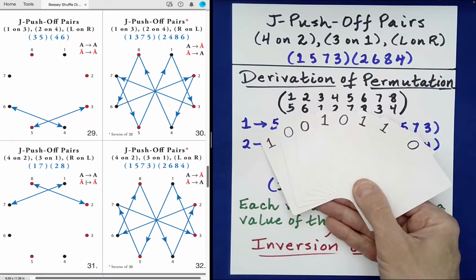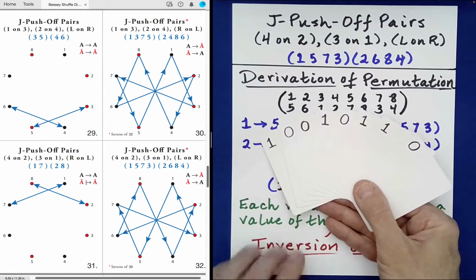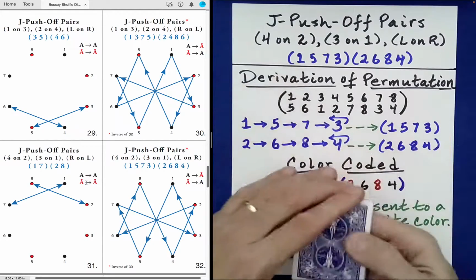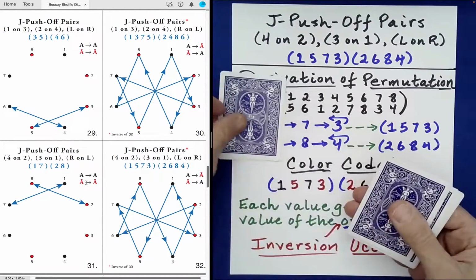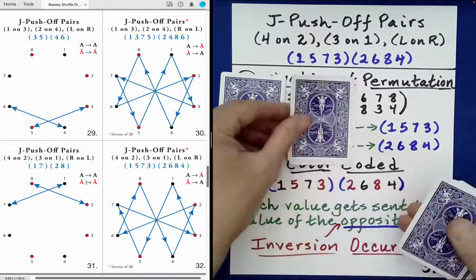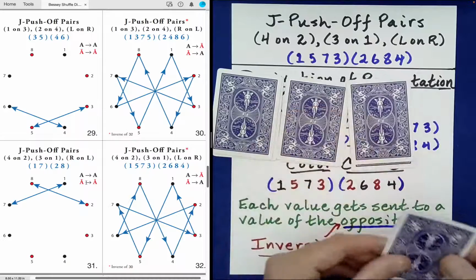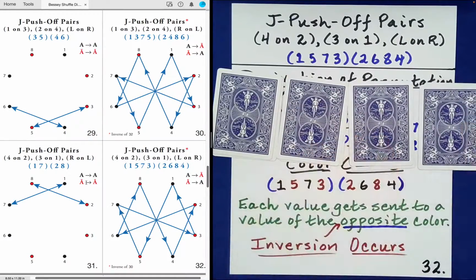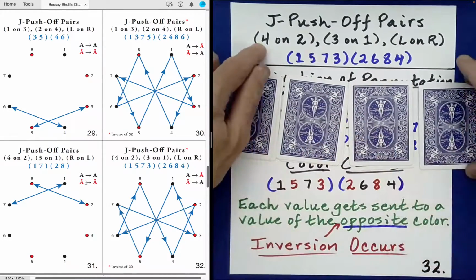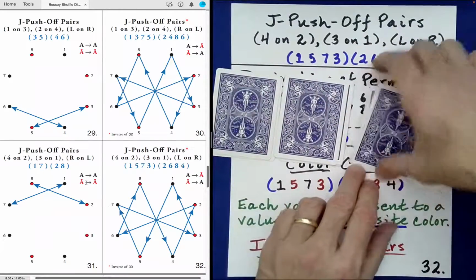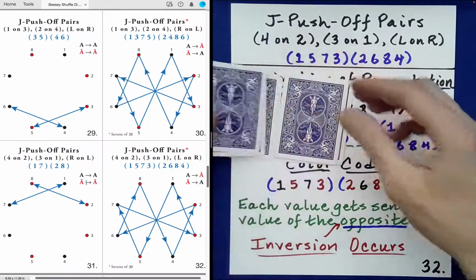What does it mean to invert the sequence? That means that zeros and ones switch places. So let's see if that actually occurs. We're going to perform our shuffle. We push off the top 2, push off the next 2 as a second pile, the next 2 as a third, and the final 2 as a fourth pile. And the stacking is: the fourth pile gets stacked on top of the second. The third pile gets stacked on top of the first.